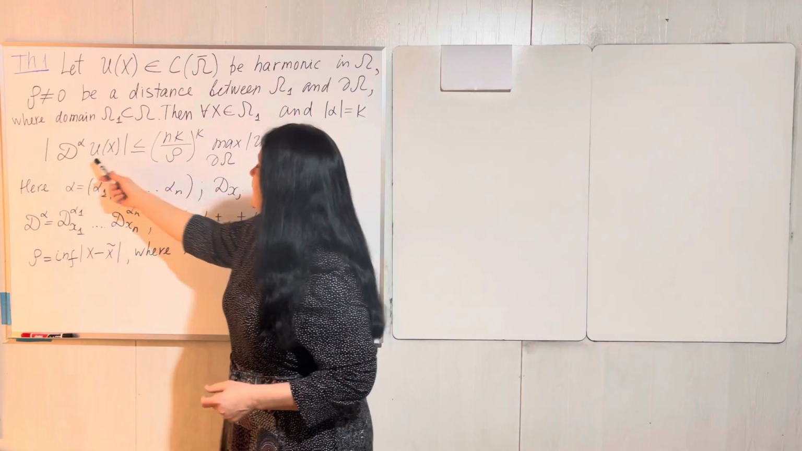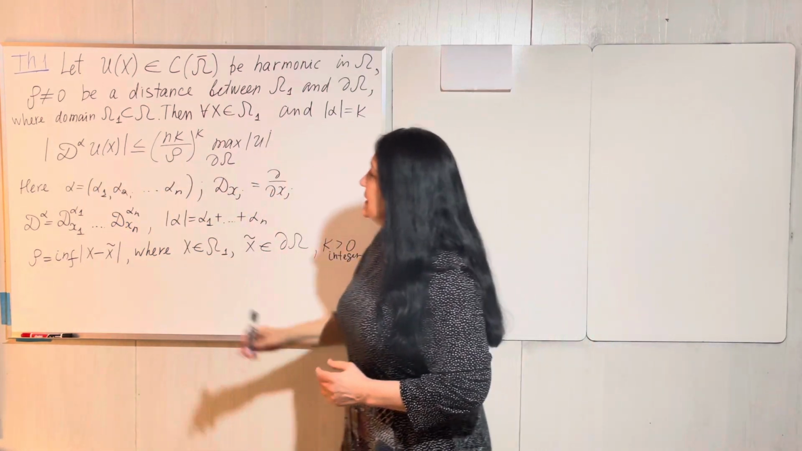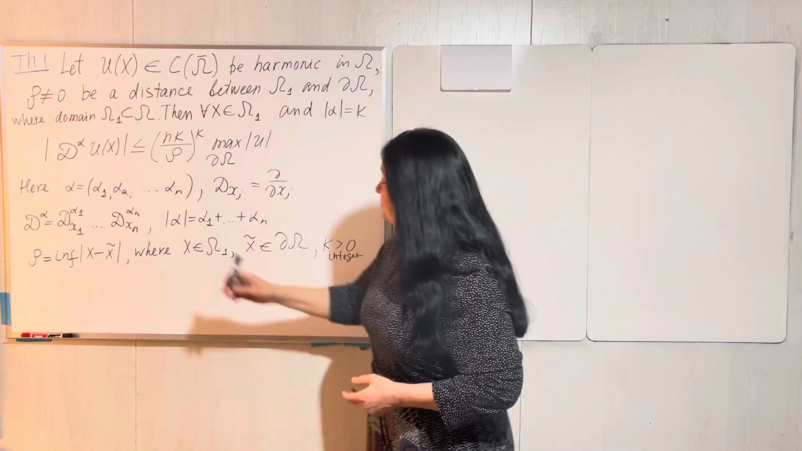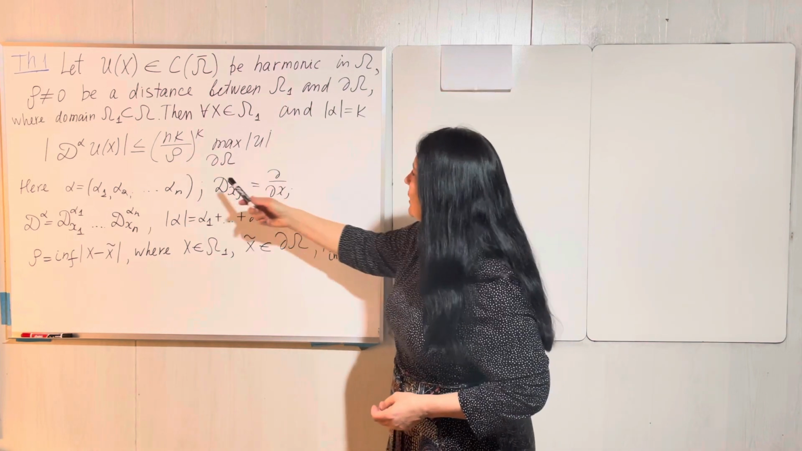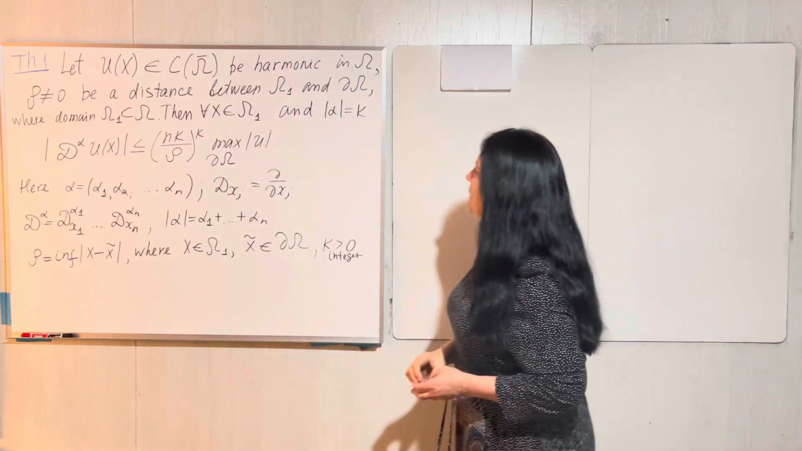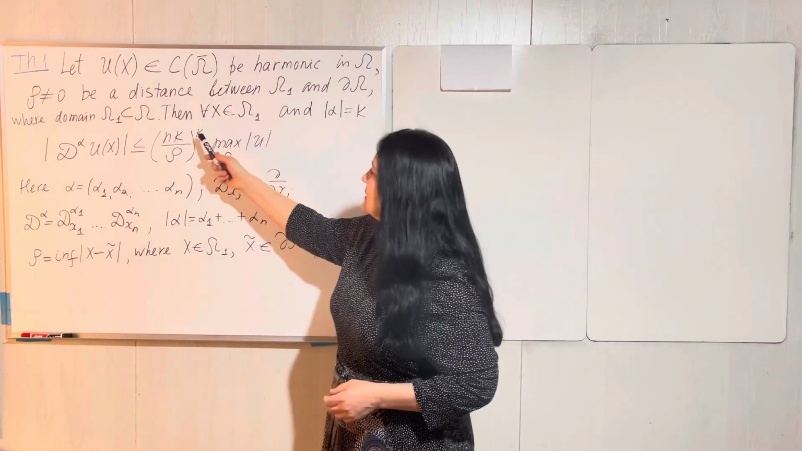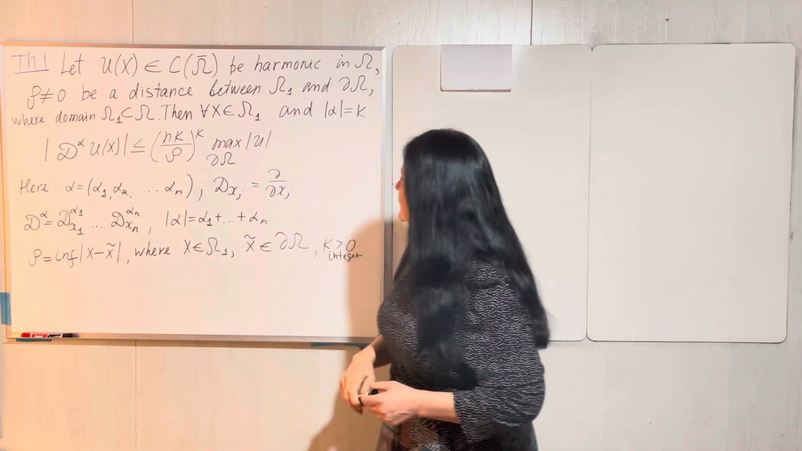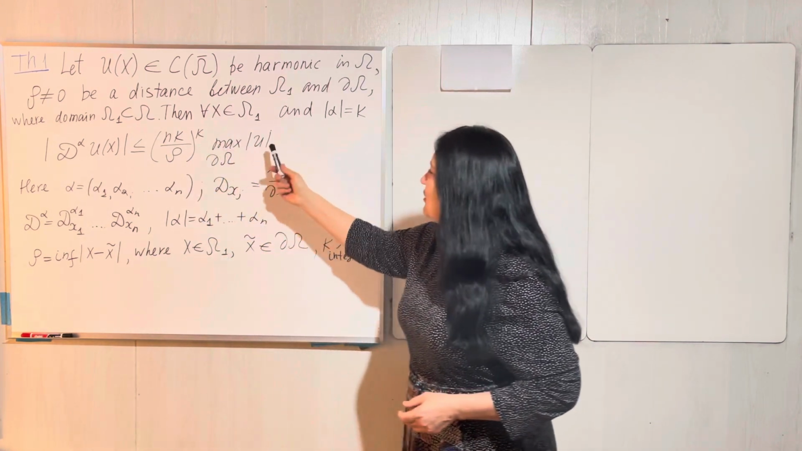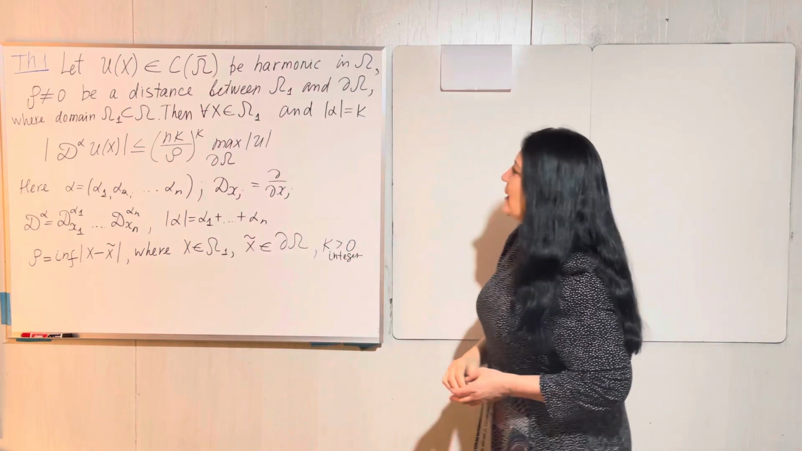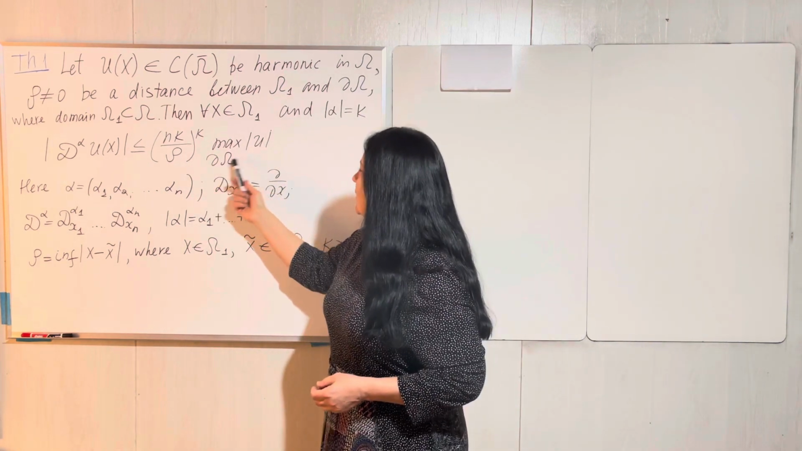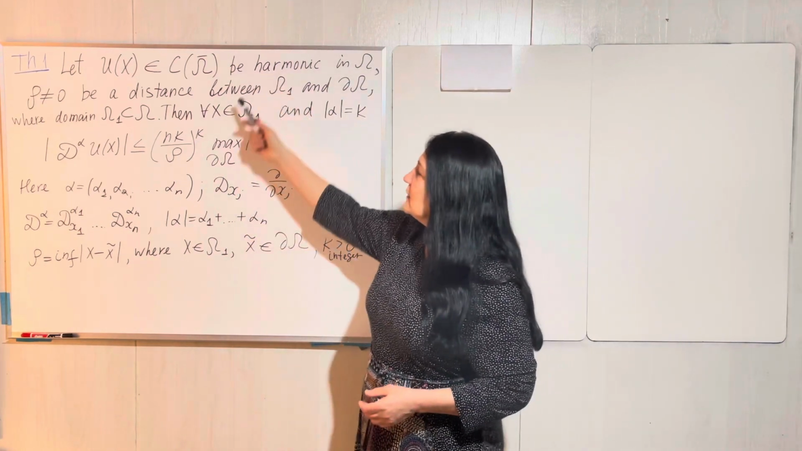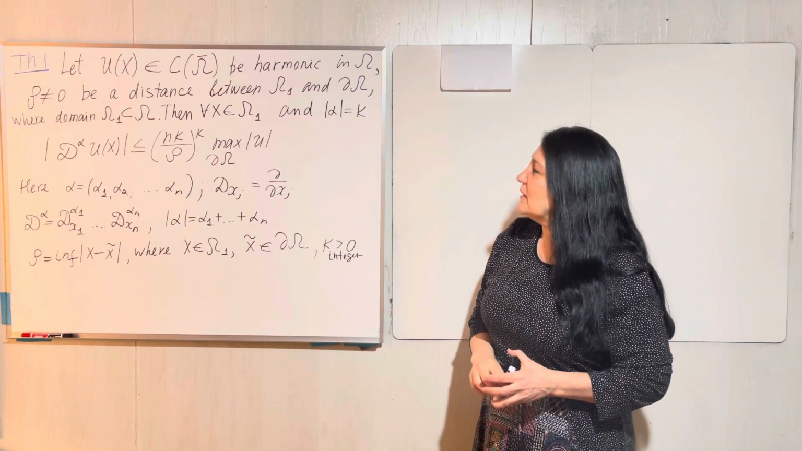have this estimate for derivative of order alpha of our function u, in terms of n, the dimension of our space, k, which is related to the order of derivative, and rho, the distance, and here we have the maximum of the absolute value of u on the boundary of domain omega. So then we will be using these estimates.